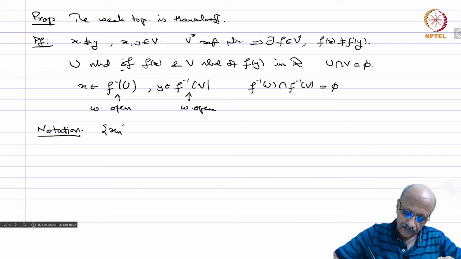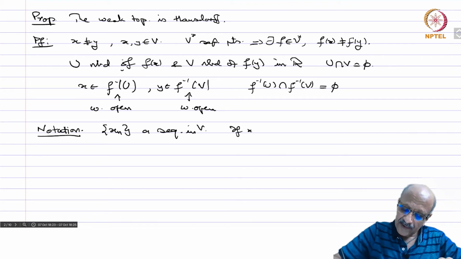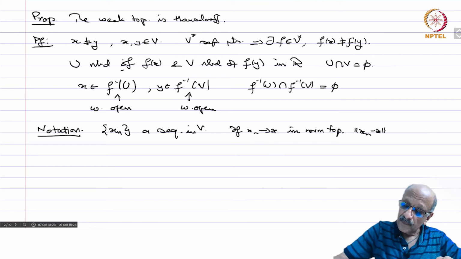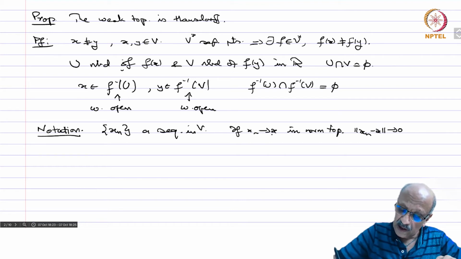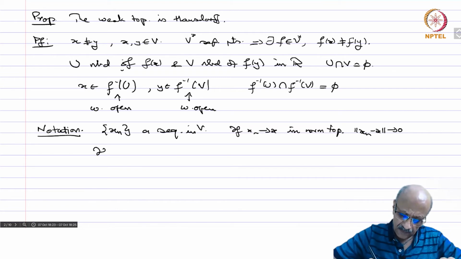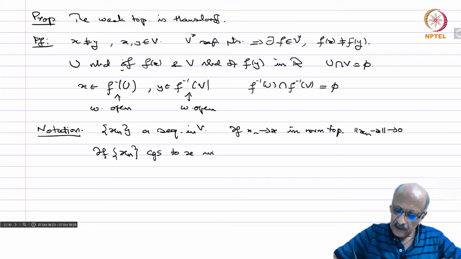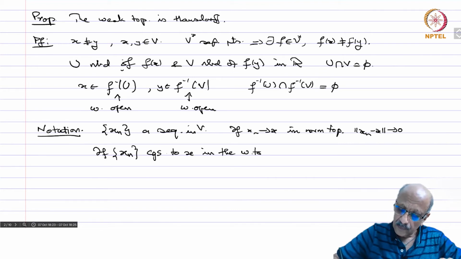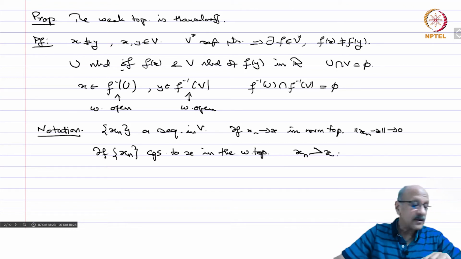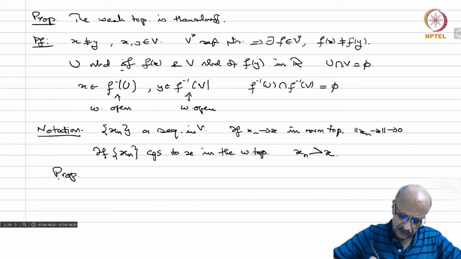So, xn a sequence in V. If xn goes to x in norm topology, what do you mean? That is, norm of xn minus x tends to 0 as n tends to infinity, then we write xn goes to x. If xn converges to x in the weak topology, so we call it weakly convergent, then we write xn with a half arrow like this, xn weakly converges to x.